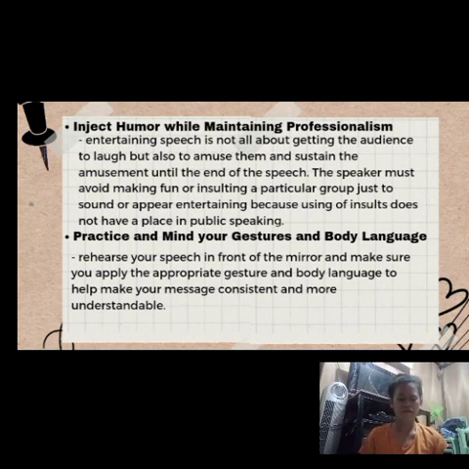Some examples of body language are eye contact. Eye contact is when you look at your audience while you speak. Facial expression is how you look in front of your audience; based on your face, they perceive you.